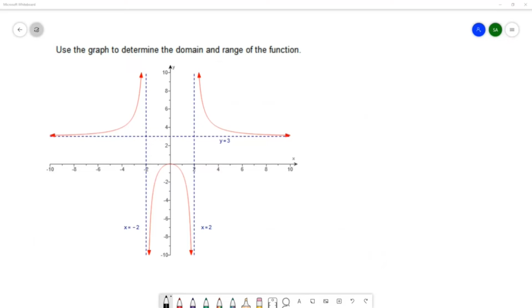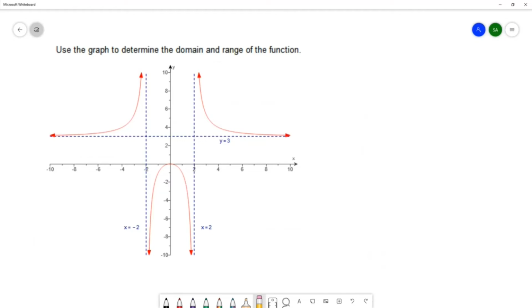For this question, we want to use the graph to determine the domain and range of the function. This may be an unusual-looking graph to you. It has some features that you may not be familiar with.